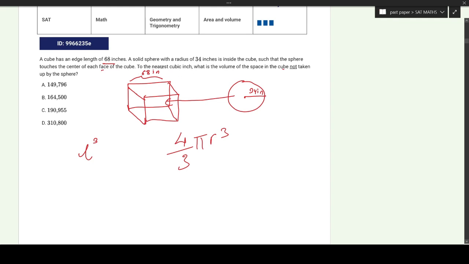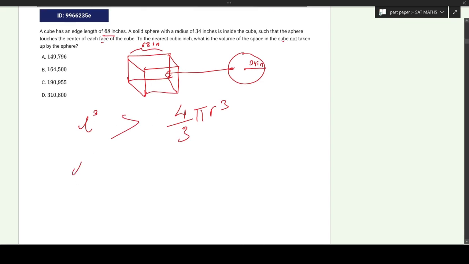Now, to the nearest cubic inch, because pi has an irrational value, like 3.1415 and something, that means we have to round it off as well. As we know, the sphere fits inside the cube. Of course, its volume is less than the volume of the cube. That means if we subtract the volume of the sphere from the volume of the cube, we will have our answer, right? Because we needed the volume of space in the cube not taken up. It's underlined, so not taken up.